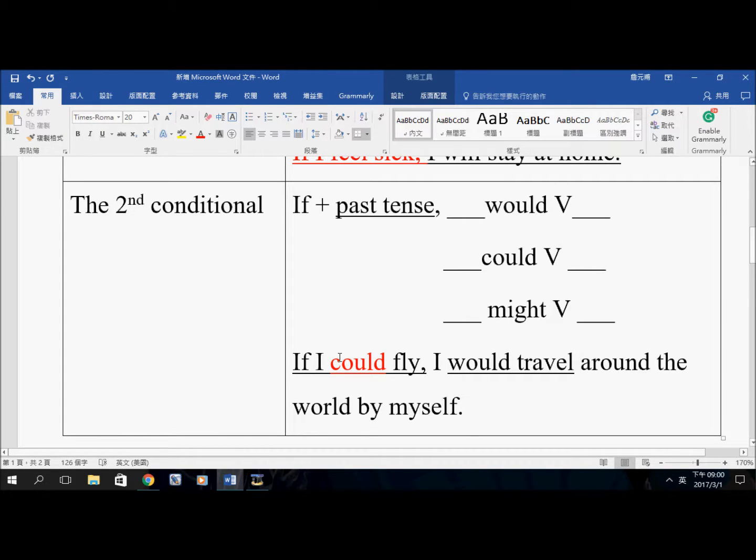But of course, this is not possible because humans can't fly. So you can see that the second conditional uses the past tense, and would is the past tense of will, could is the past tense of can, and might sometimes serves as the past tense of may, because they are not true. We are just using them to talk about an imaginative situation. Okay, if I could fly, which is not going to happen, I would travel around the world by myself.